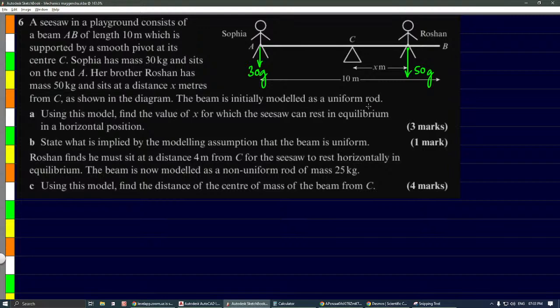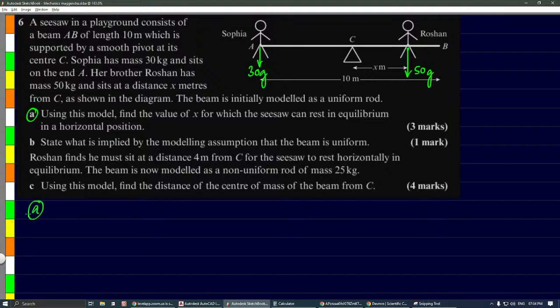The beam is initially modeled as a uniform rod. Fine. So for the first bit, we have to model it as a uniform rod. If it is modeled as a uniform rod, point C is the center point, so its weight will act exactly at C. The action and reaction both will cancel out at this point. The weight of the rod need not be taken into consideration, and the weight of the rod is not even given for this bit, so we can neglect it. Find the value of x for which the seesaw can rest in equilibrium. So x we need to find.